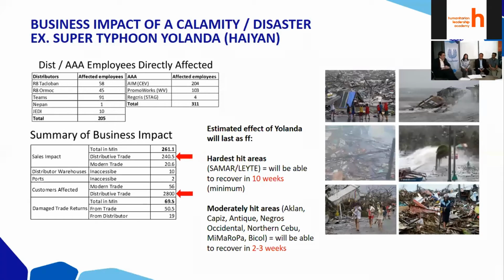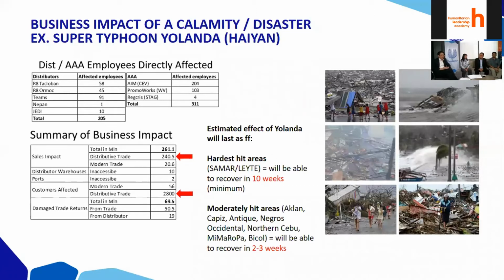Again, the supply chain got affected, with a lot of trade returns. So if you look at all of these numbers, it's a really huge impact, and it's only because we were not able to recover fast enough. Those areas that were hard hit by the typhoon took more than 10 weeks to recover, and those that were mildly hit, 3 weeks. So definitely there's a business case around disaster resilience.